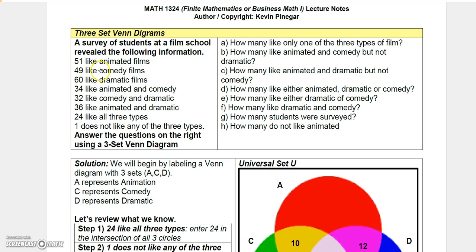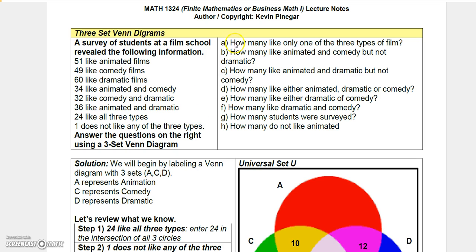Okay, so I'll finish this video with a 3-set Venn diagram problem. Notice here it says a survey of students at a film school revealed the following information. 51 liked animated films, 49 liked comedy films, 60 liked drama films, 34 liked animated and comedy, 32 liked comedy and drama, 36 liked animated and drama, 24 liked all 3 types, and 1 does not like any of the 3 types.